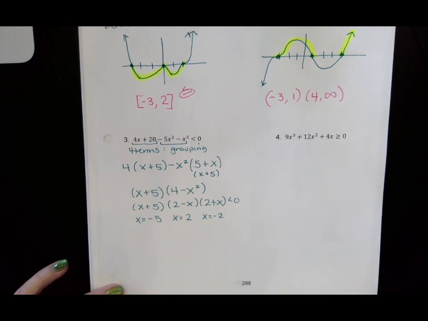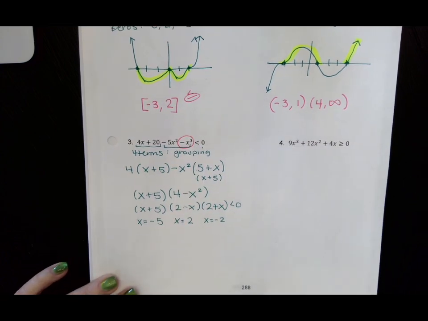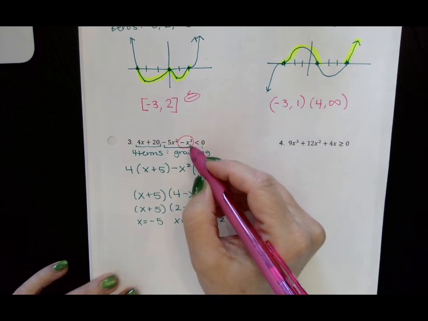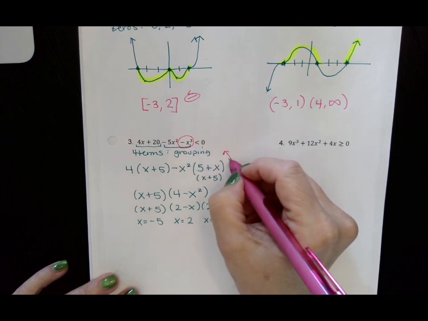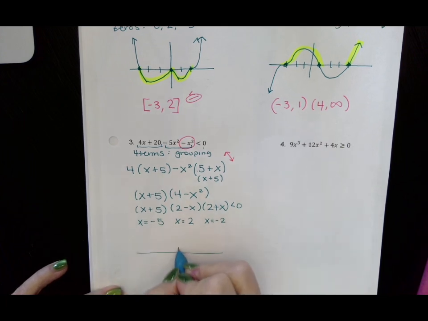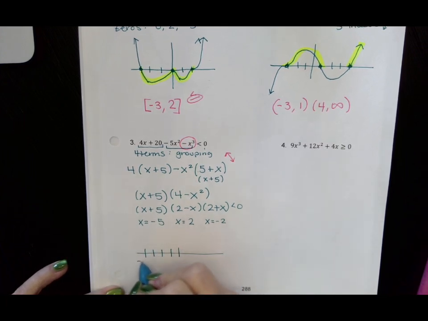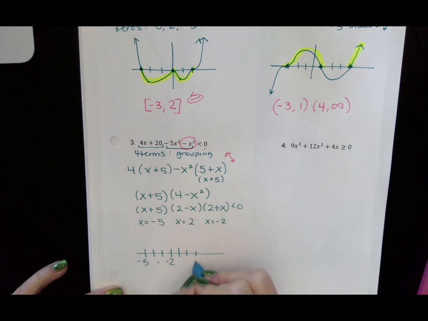I'm going to go back up here to the top, and I see my biggest power is 3, and it's negative. So negative odd is up, down. So on my number line, I have negative 5. 1, 2, 3, 4, 5. Yep, negative 5. Negative 2 goes here, and positive 2 goes here.